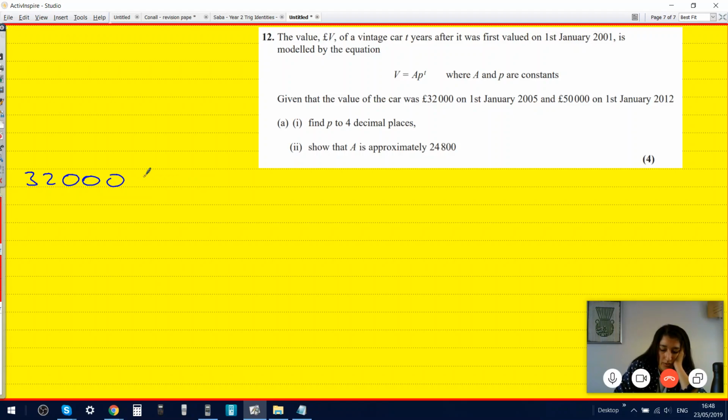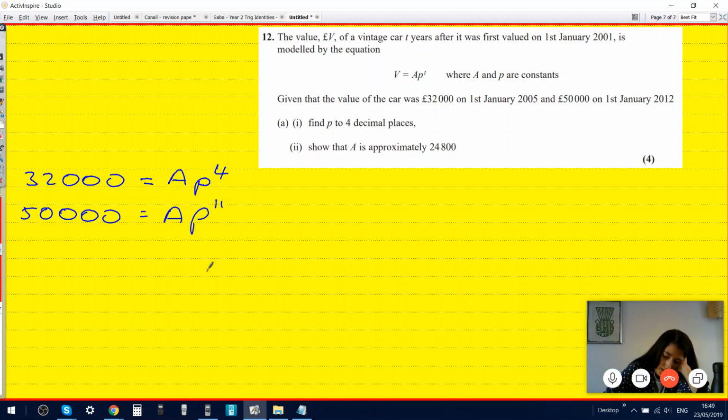32,000 equals A. I should have my capital A for that. P is, do you know P? Actually, we can get T, I think. T is 5, isn't it? Is it 4? It's 4. Or we could do simultaneous. So 50,000. Well, I might do the other way around then because it looks better. I'll do the 50,000 on top so it looks easier. So 50,000 equals A P to the power of 11.